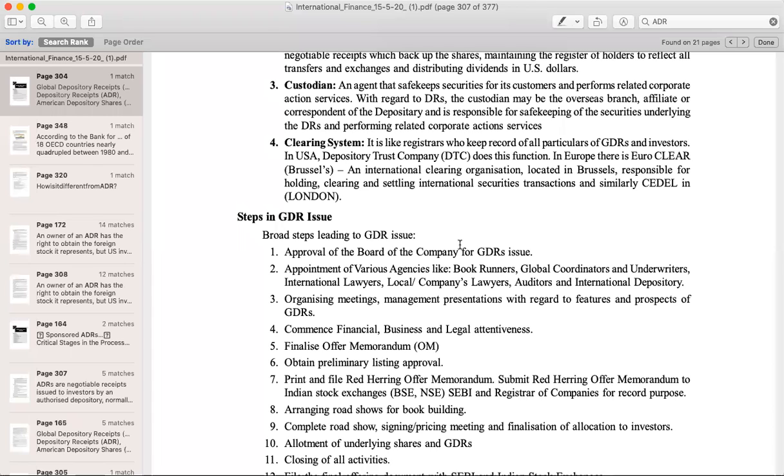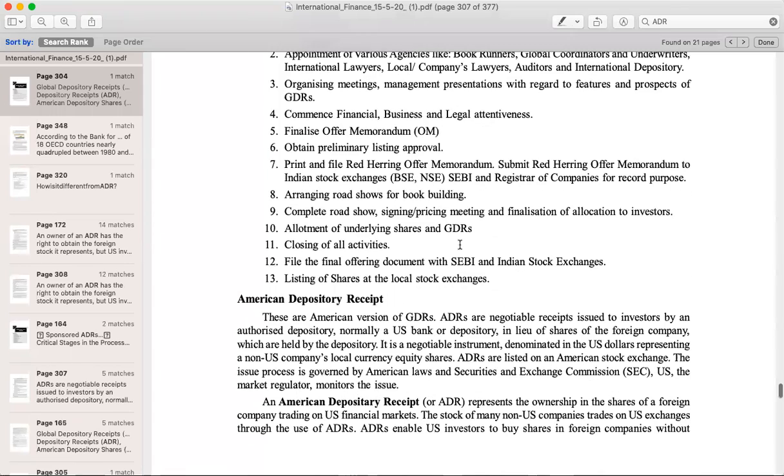So this custodian has to keep all the securities. It has to collect the dividends also, to be paid to the investor from the issuing company. These are certain security related things that the custodian does. It's a responsibility of the custodian to perform these activities. And clearing system, as I said, whoever has purchased the receipt has to reach him. Clearing system is responsible for this. Right? Now coming to, we saw the steps also.